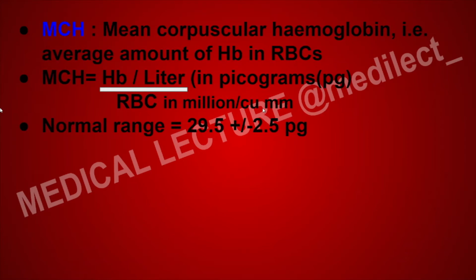So the MCH formula is the hemoglobin per liter upon RBCs in million per cubic mm. Just remember this formula is very important. The normal range is 29.5 plus or minus 2.5 picogram. This is a very important normal range. Now this MCH may vary with the variation in the RBC size.